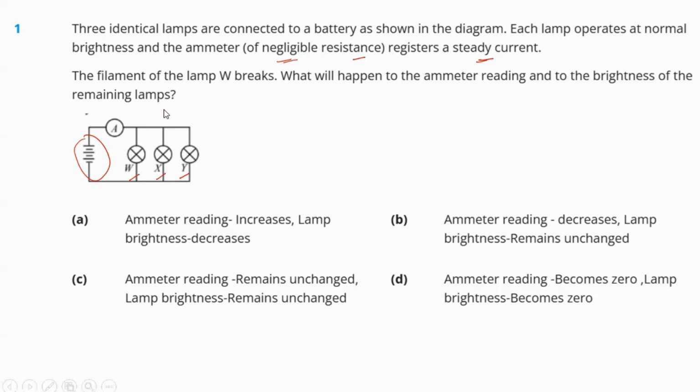First we need to know what an ammeter is. An ammeter is an instrument which measures the current in a circuit. Now understand the diagram. W, X, Y are the lamps which are arranged in parallel. So as a result, the voltage would be constant, and current will be determined by its resistance, and the resistance is negligible here.